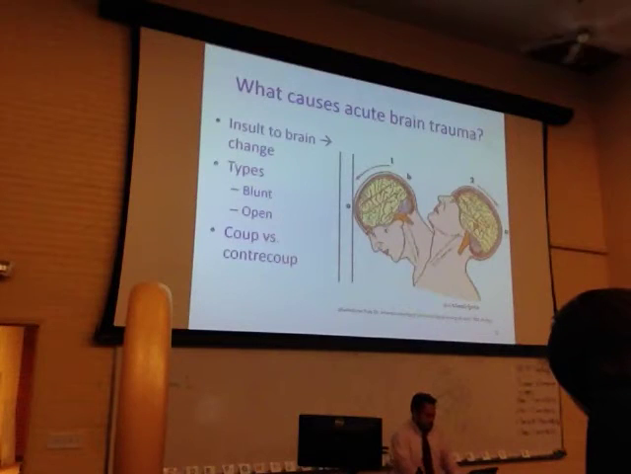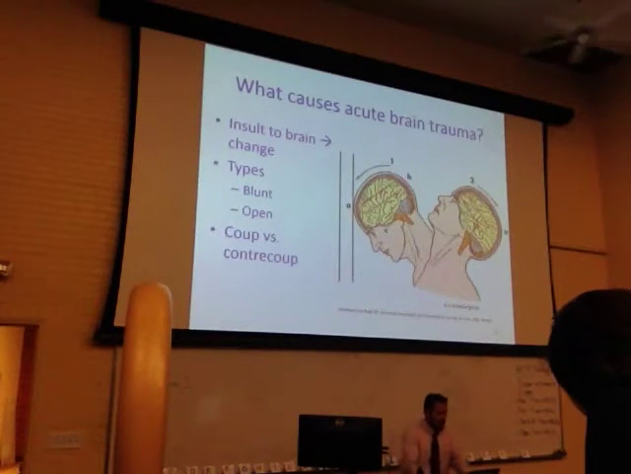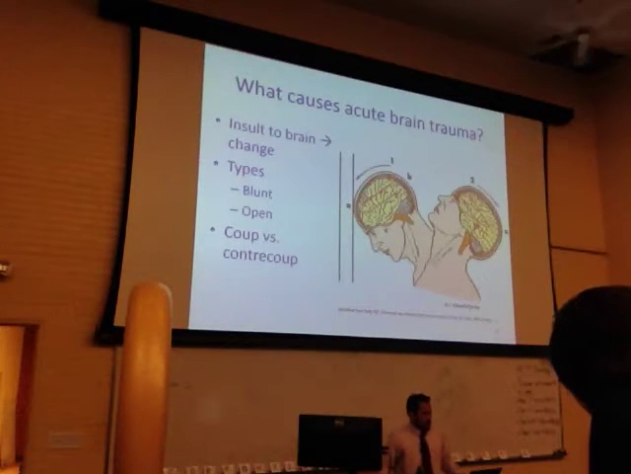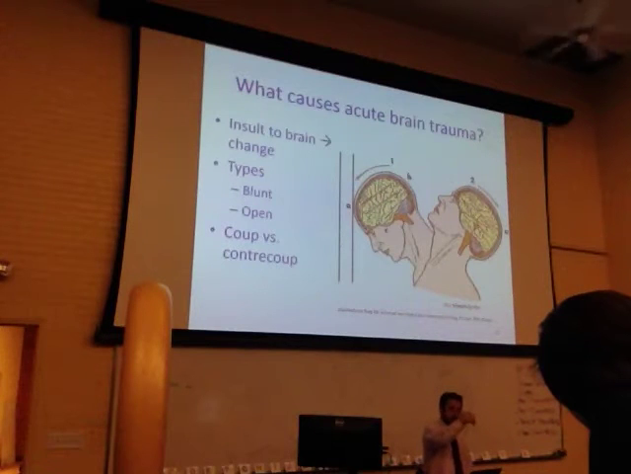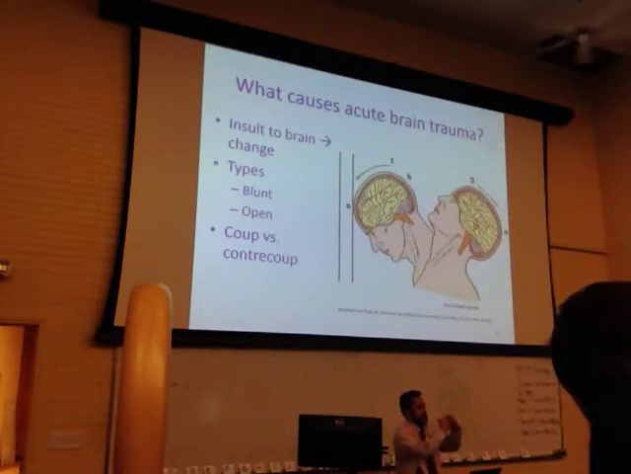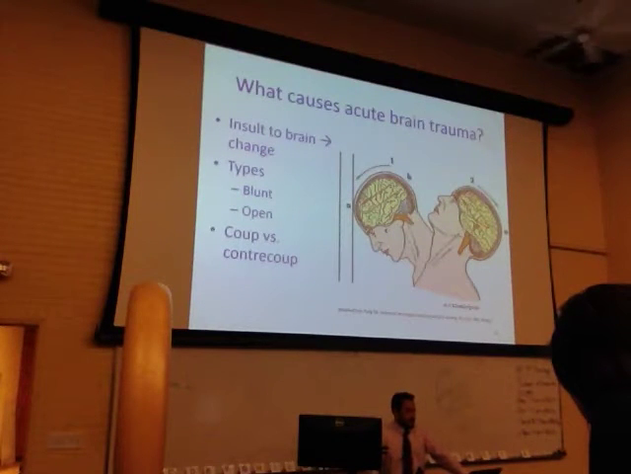We have 2 types that we want to describe here. One's called coup and the other one's called contra coup. So a head injury that's a coup injury is where there's an injurious location or site that's immediately underneath or deep to the impact site of the object.